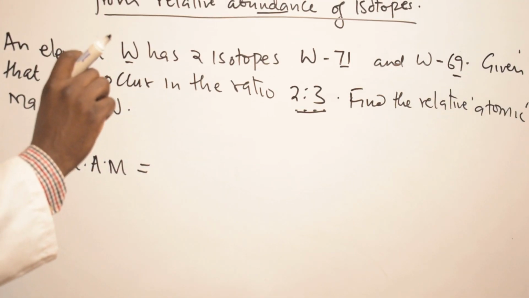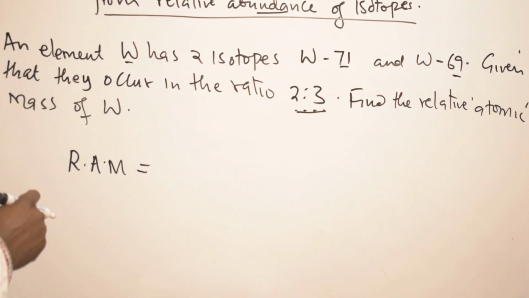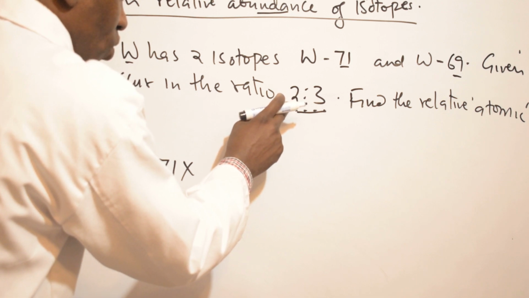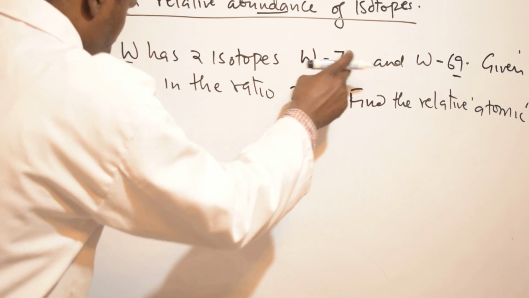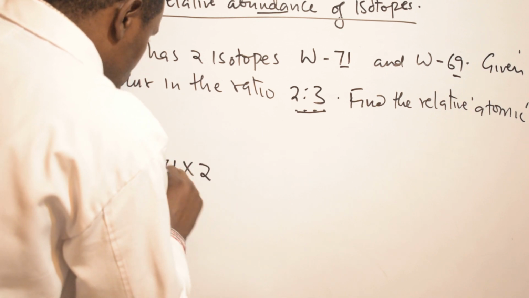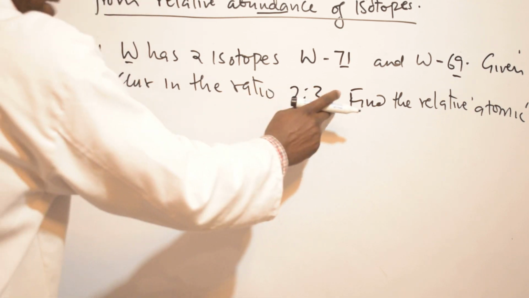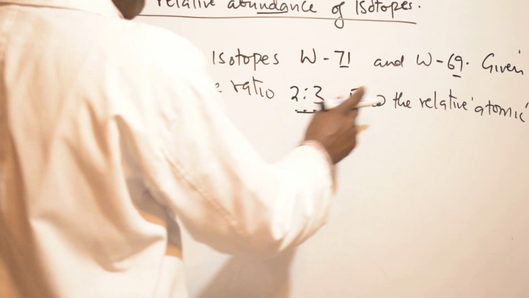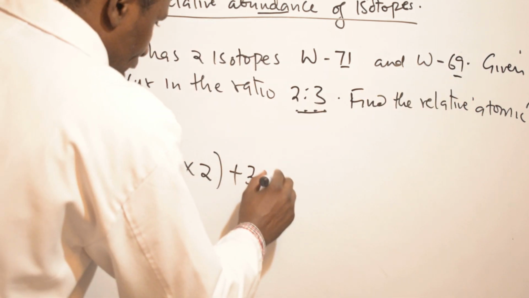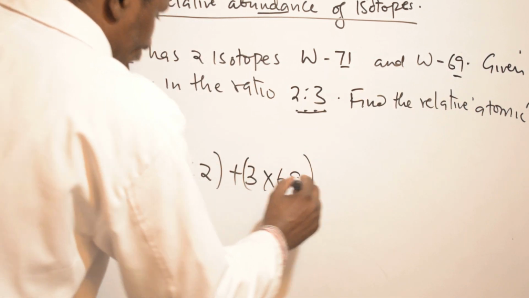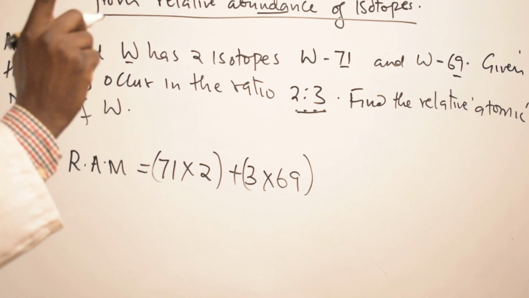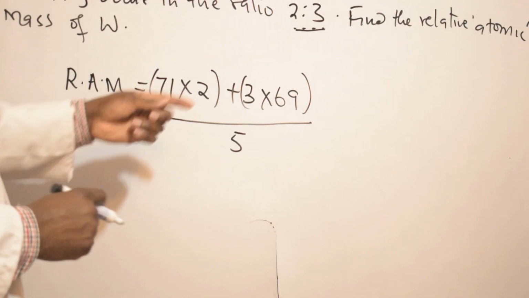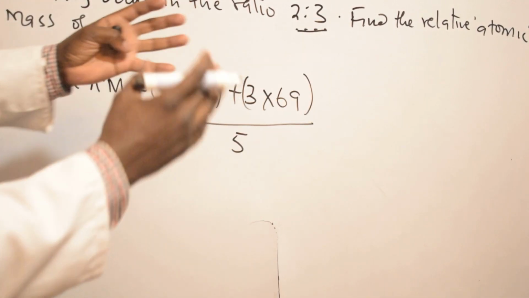Now, if I'm going to have 5 atoms of W here, that means that the two of them will have an atomic mass of 71, and therefore their total mass will be 71 times 2, and then 3 of the 5 will have an atomic mass of 69. To get the average mass of each of these atoms, I'm going to divide by the total number of atoms, which is 5. That is 2 plus 3. I'm talking about 5 atoms.